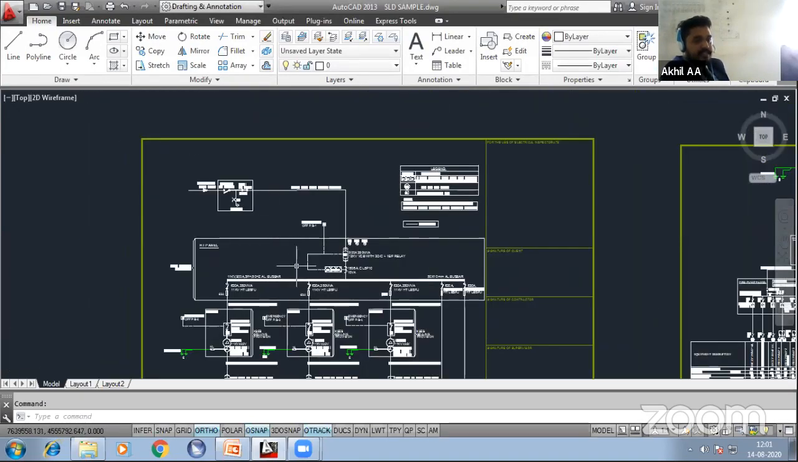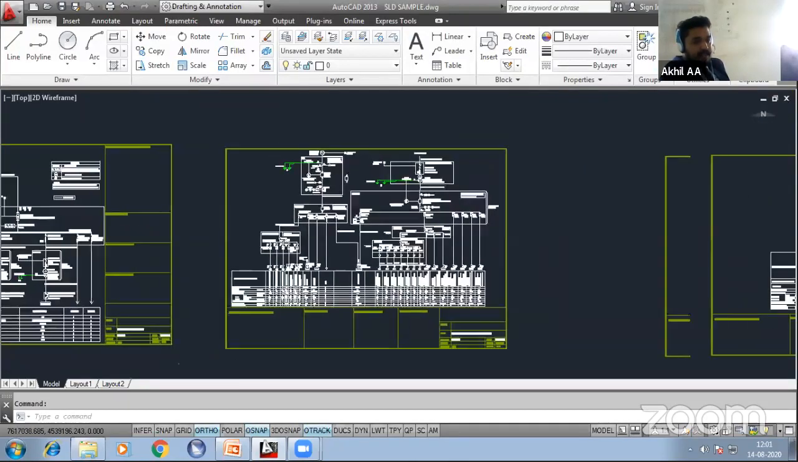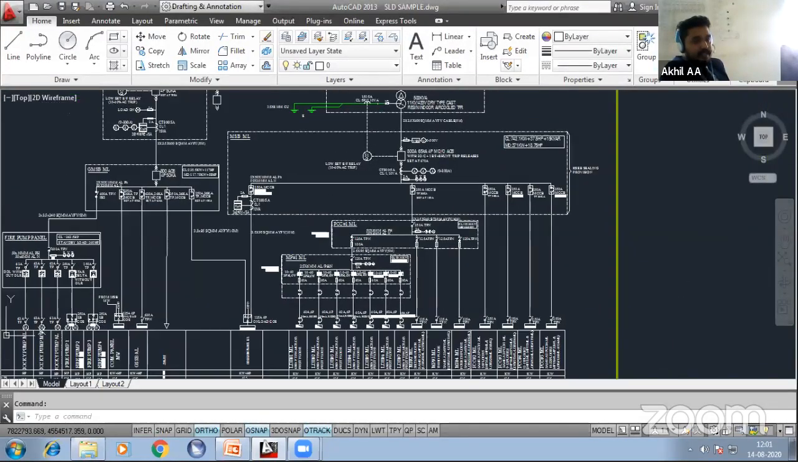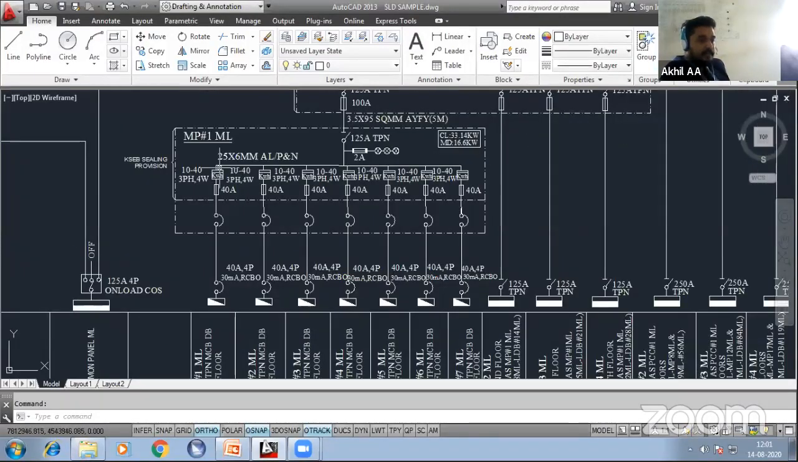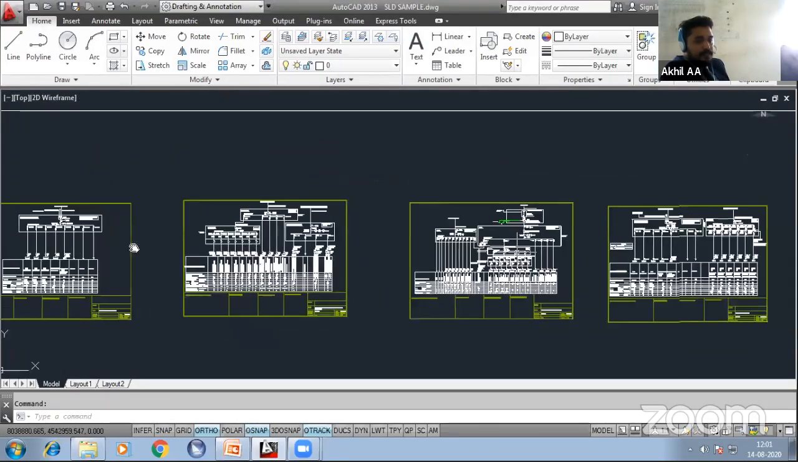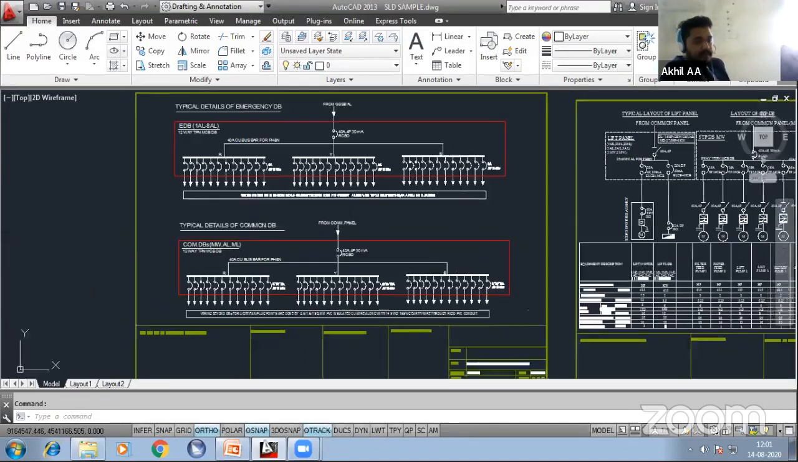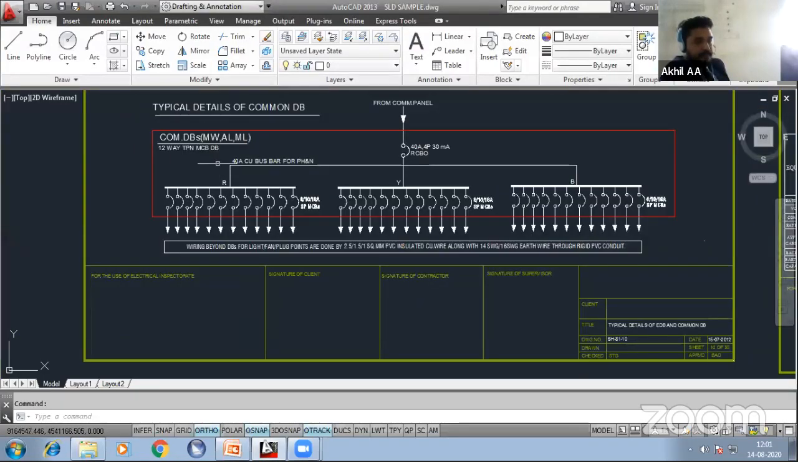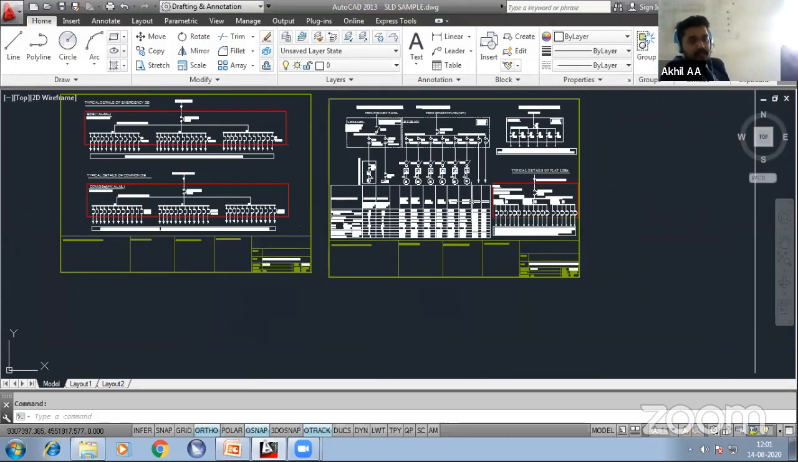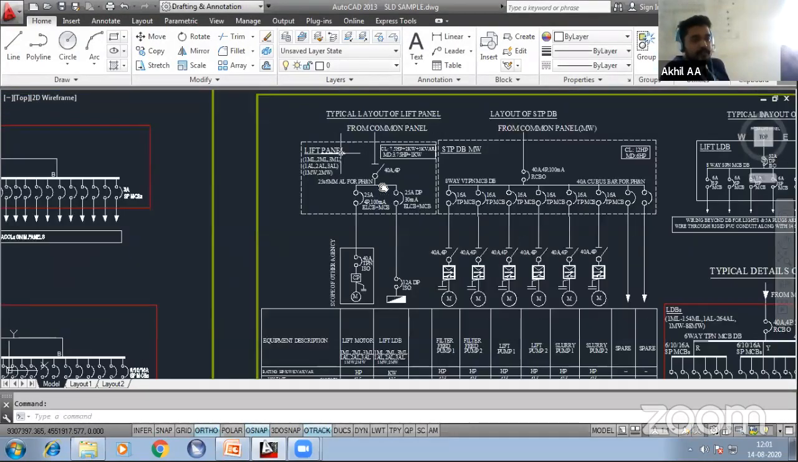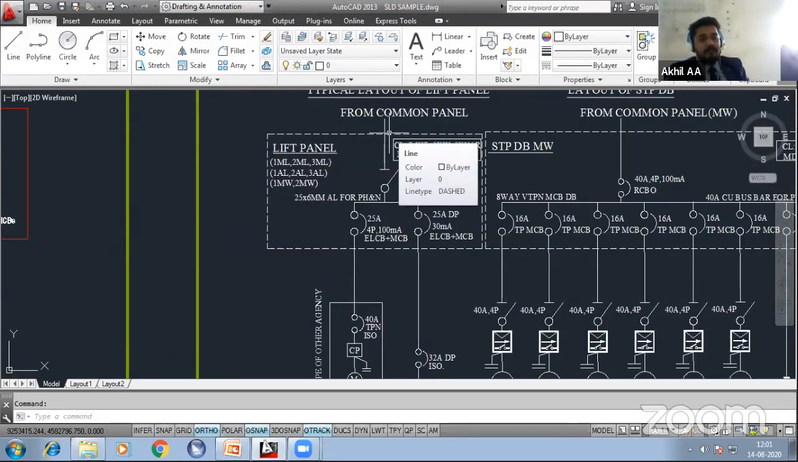So you can see the HT panel, USS, and the USS is again elaborated here into the PCC panels, power control centers. From the PCC, you can see the metering panel, and from the metering panel, you can see the distribution boards, and from the distribution boards, you can see the final single line diagram. So this is a typical representation of an SLD, and you can see the common panel or the lift panel. These panels will have backup from the diesel generator because these are commonly used areas, lift and the common areas like lobby, car parking.